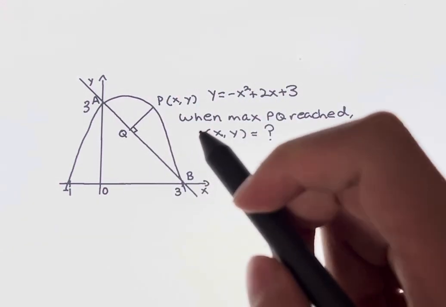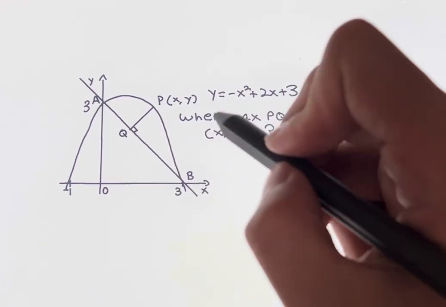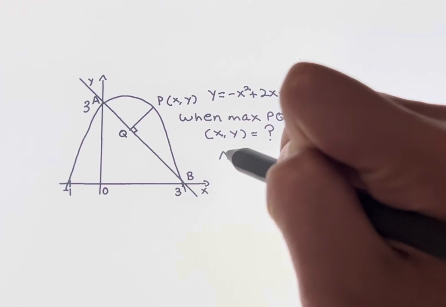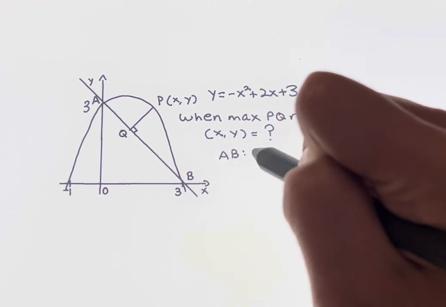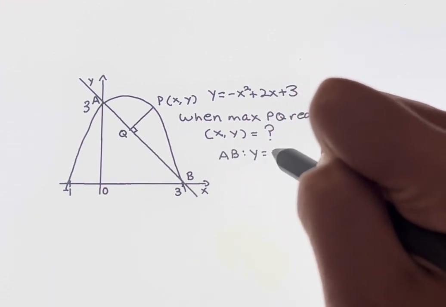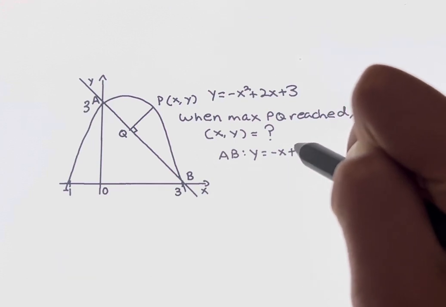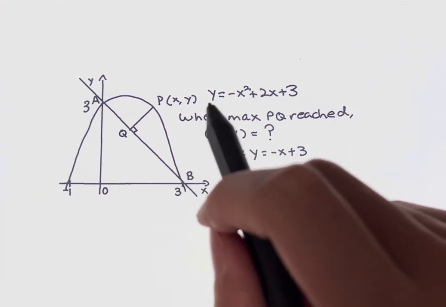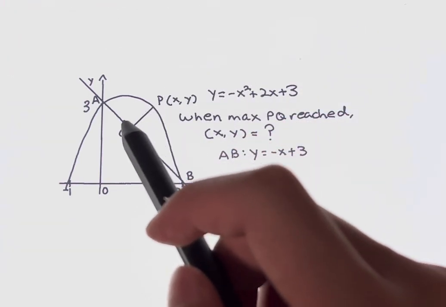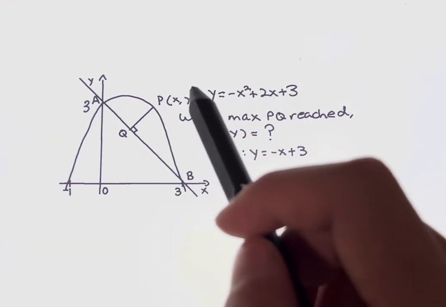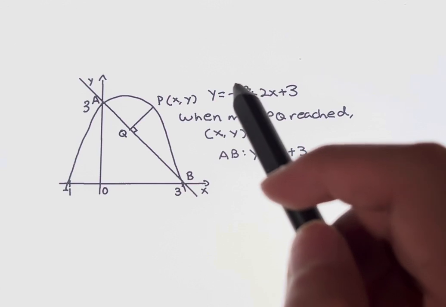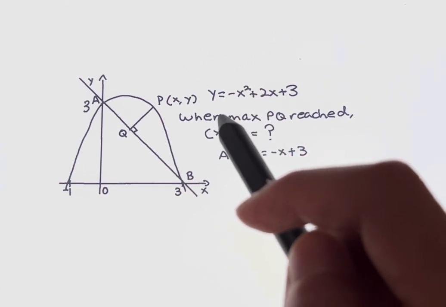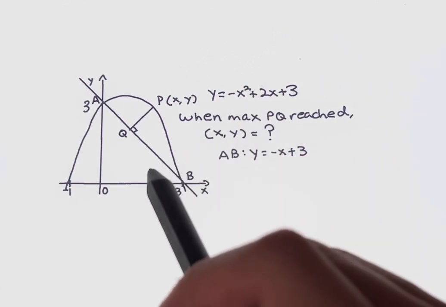So the equation for AB is y equals negative x plus 3. And then just apply a formula to get the distance of PQ. However, that's not the most optimized approach. If you know a model for this case, you can solve this problem in less than a minute.